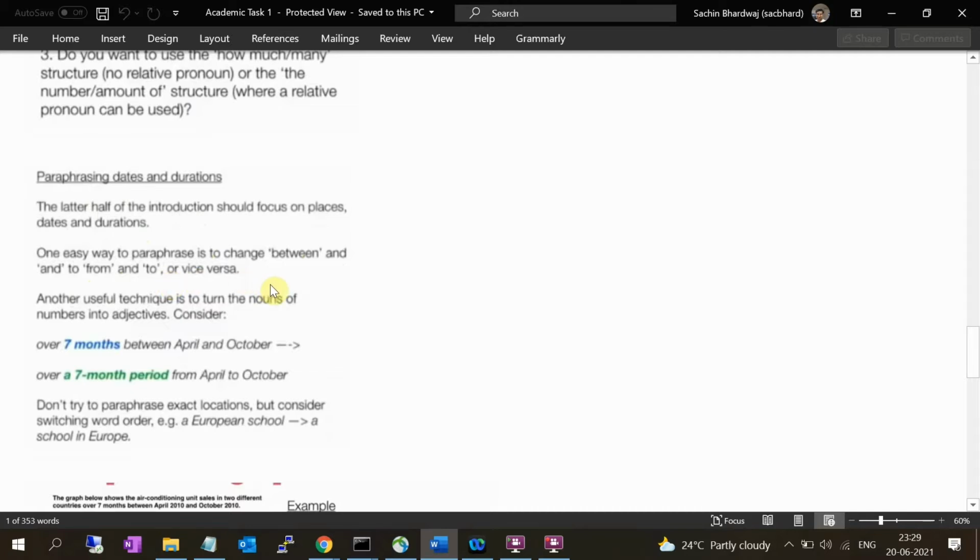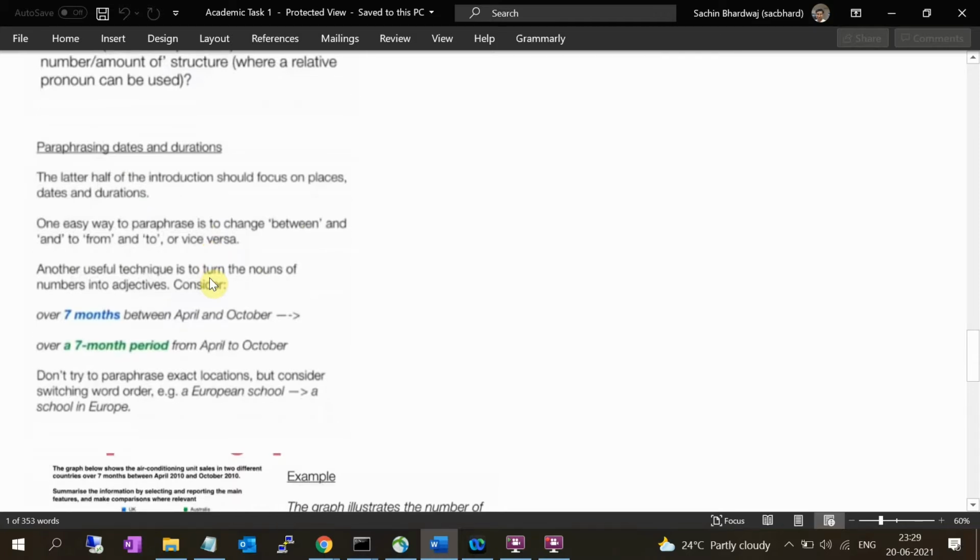Means in the question, if it is given between April and January, you can write down from April to January. Or vice versa. Another useful technique is to turn the nouns of numbers into adjectives.